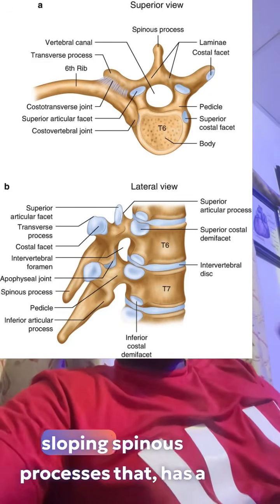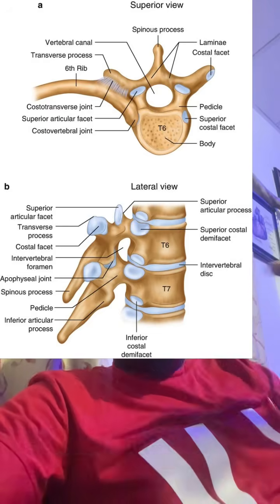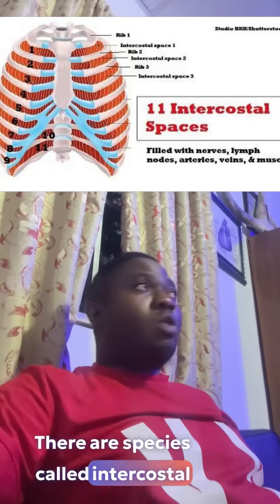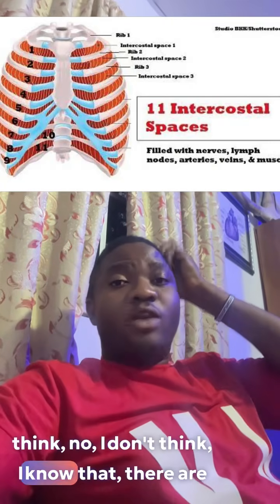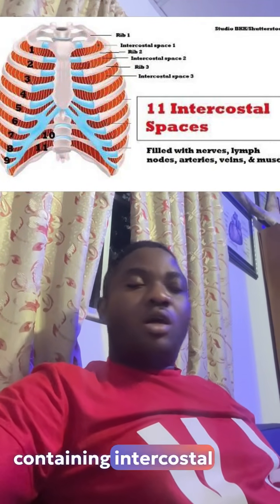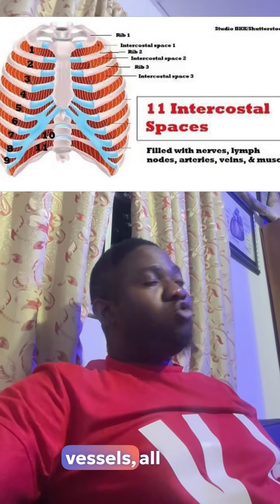It has long, downward sloping spinous processes. Okay. Then we also have intercostal spaces. There are spaces called intercostal spaces. I know that there are 11 intercostal spaces, each of them containing intercostal muscle, intercostal nerve, and intercostal vessels. All right.